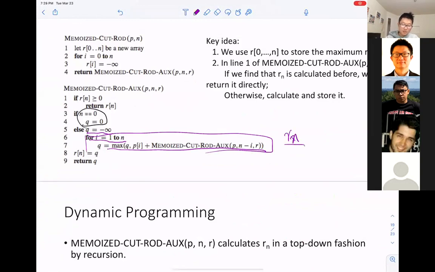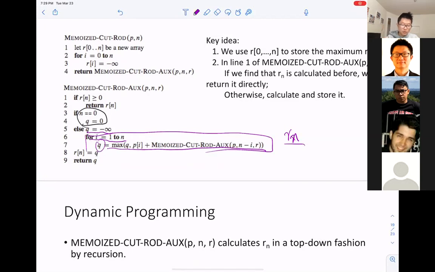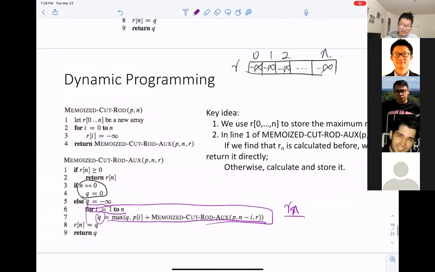It calculates Rn over here, and then finally we assign Q as Rn. So every time we calculate the highest revenue for a route of certain length, no matter whether it is 2 or 1 or whatever, we store the solution in the array.